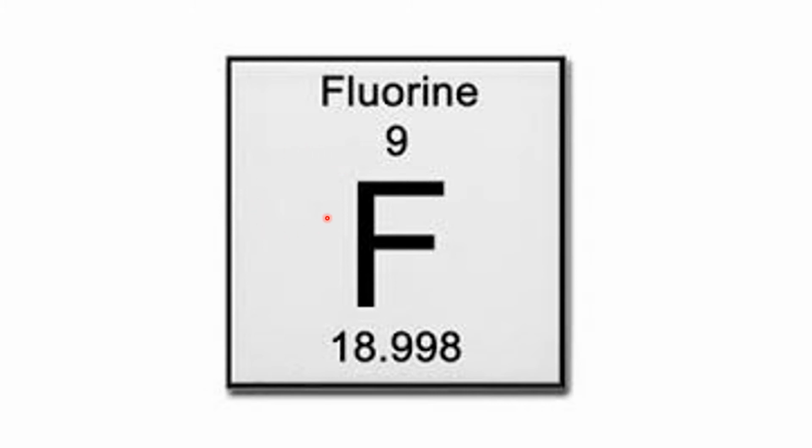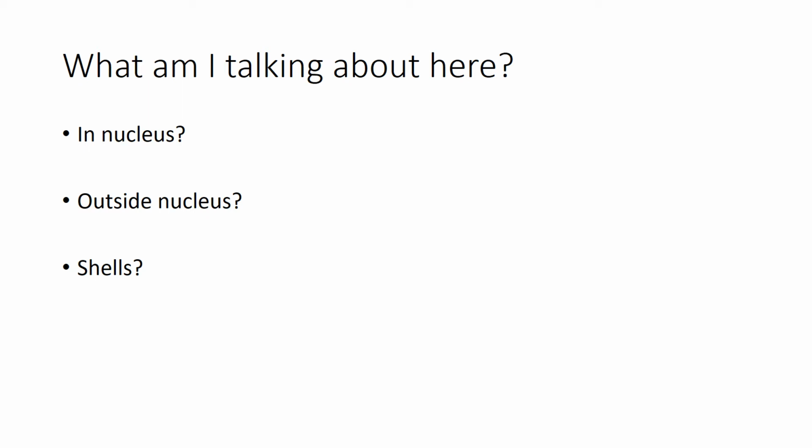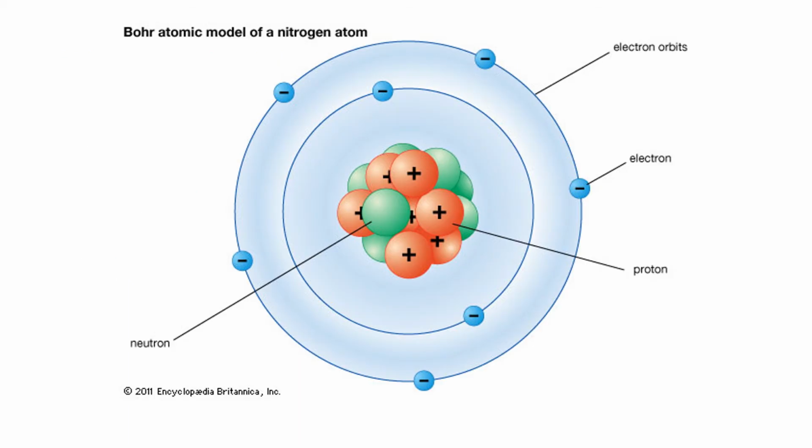This is the chemical symbol. Fluorine is just F. Most chemical symbols are 2 letters. Some of them are 1 letter. A lot of the ones we deal with in this class are just 1. When I'm asking you what's in the nucleus, hopefully you should be able to tell me, yeah, you better find your protons and your neutrons in the nucleus. Outside the nucleus, that's where you better find your electrons, and shells, we'll talk about those in one second.